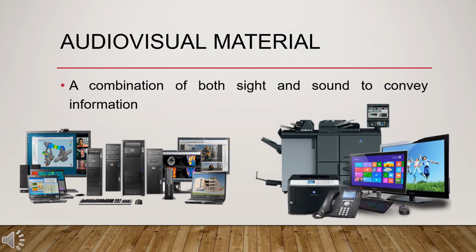In order for us to provide an audiovisual media, we need to have audiovisual materials. It is an electronic device which aims to provide a better presentation and exact modulation of sounds. It is also a combination of both sight and sound to convey information.